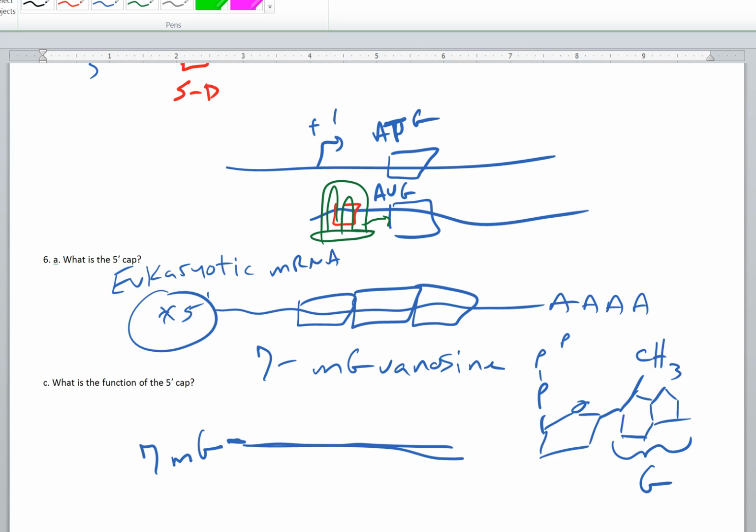And its function in eukaryotes is that the ribosome binds onto that. So that's a difference between prokaryotic and eukaryotic translation: the ribosome binds onto that cap and then scans down to find the AUG, and then it starts to translate. And we'll talk more about translating in chapter 15.